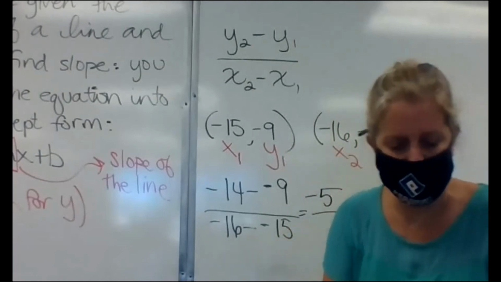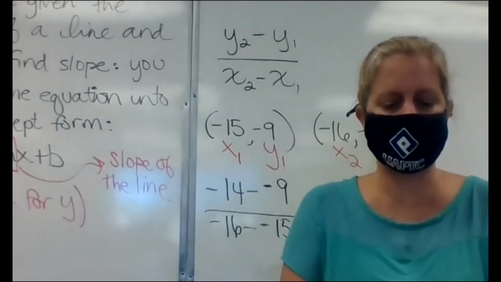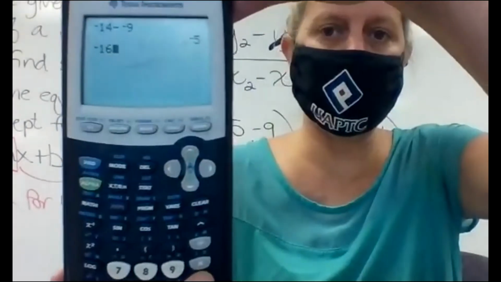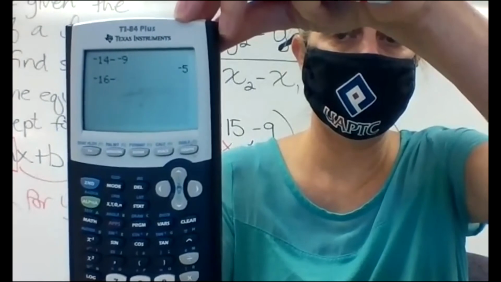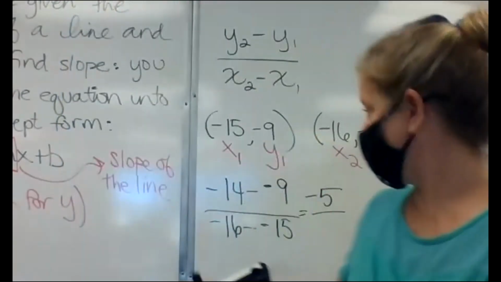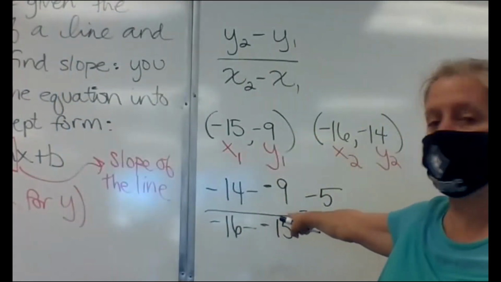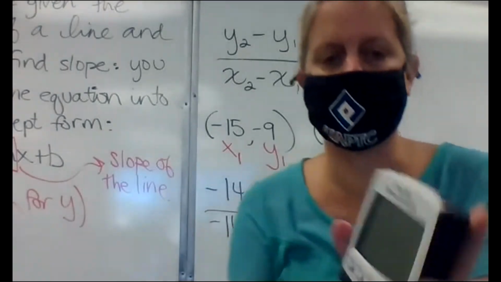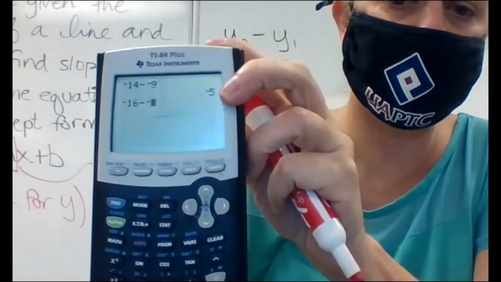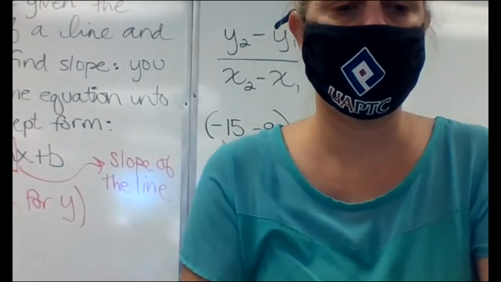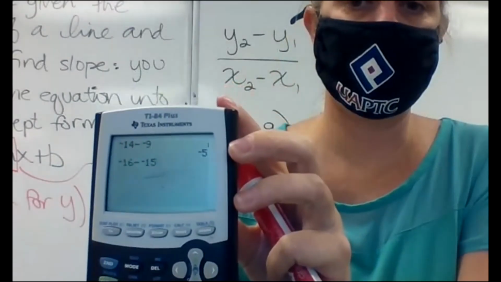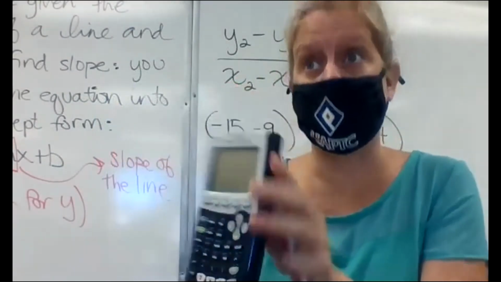Do the same thing in the bottom. So negative 16, and then your minus button. And what am I subtracting? Negative 16 minus negative 15. So now your negative button. And enter. So in the bottom, I have negative 1.